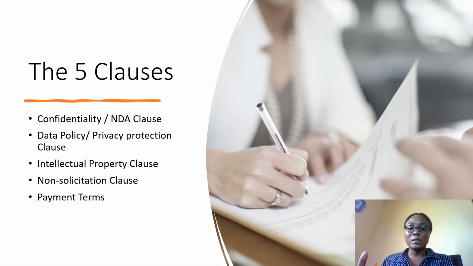So the clauses that we are going to be talking about today are: number one, confidentiality or NDA. NDA means non-disclosure agreement, but you can call it non-disclosure or whatever you want. The second one is a data policy or privacy protection clause. The third one is the intellectual property clause. The fourth one is the non-solicitation clause, and the last one is payment terms. We will be taking these clauses one by one, very briefly.